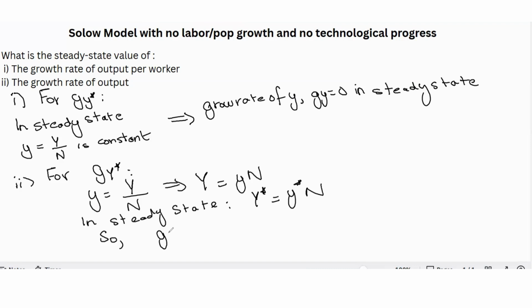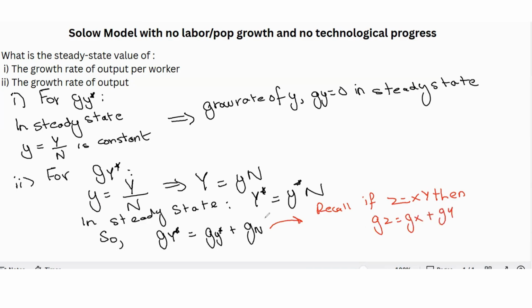So from here we can see the growth in output in steady state is equal to simply the growth rate of output per worker plus the growth rate of N. Now, how have we written this? Recall that if z is equal to xy, if a variable is a product of two other variables, then the growth rate of that variable is the sum of their individual growth rates. So here output was a product of output per worker and number of workers. So growth rate of output is equal to growth rate of output per worker plus your labor growth rate. So this is how we've written this using this rule.